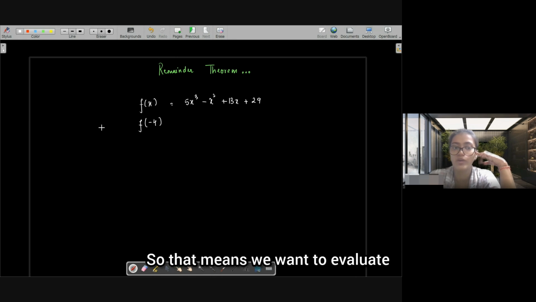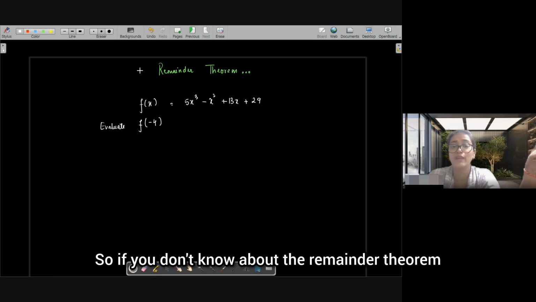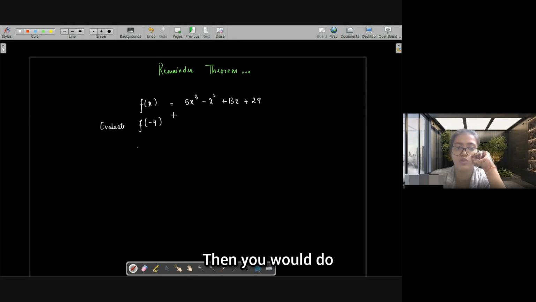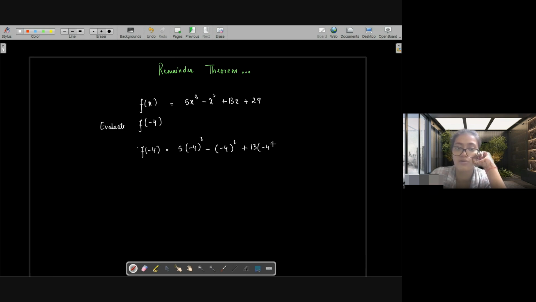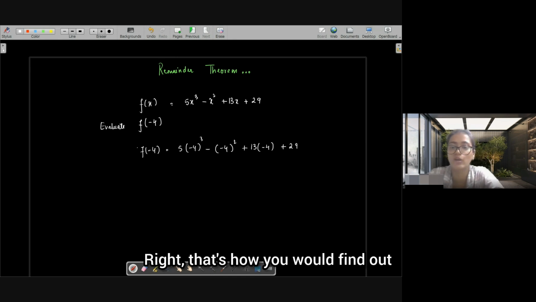So that means we want to evaluate f of -4. If you don't know about the remainder theorem, then you would do 5 times -4 cubed minus -4 squared plus 13 times -4 plus 29. That's how you would find out the value of f of -4.